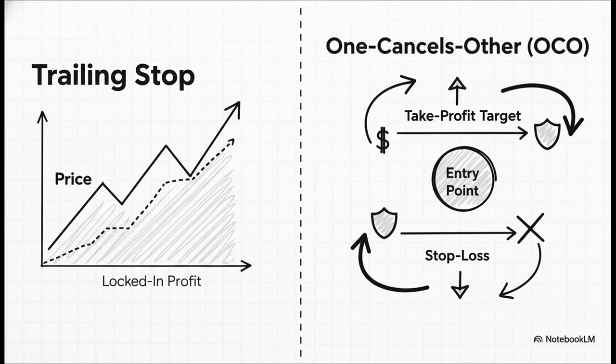And it doesn't stop there. There are other really powerful tools. A trailing stop, for instance, is like a dynamic stop loss that actually follows a winning trade up, locking in your profits as you go. And then there's the one cancels other order, or OCO. This lets you set your stop loss and your take profit at the exact same time. Whichever one gets hit first, the other one is automatically canceled. It's like full automation for your entire trade plan.